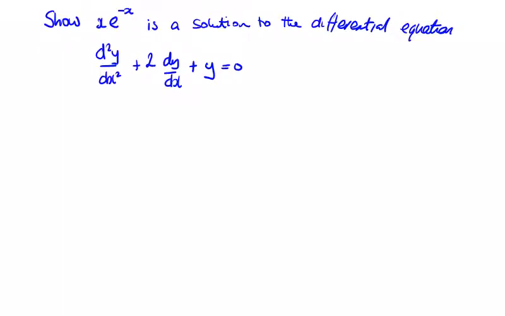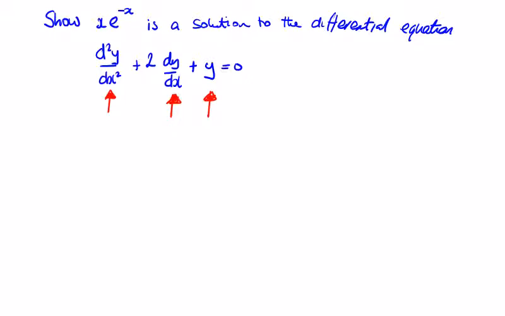In this one, we'll finish with this one. They're straightforward enough. They all follow the same kind of process. So if you can do these ones, you can do any of them. Show x e to the power minus x is a solution to, we need d squared y dx squared, we need dy dx, and we have the original.